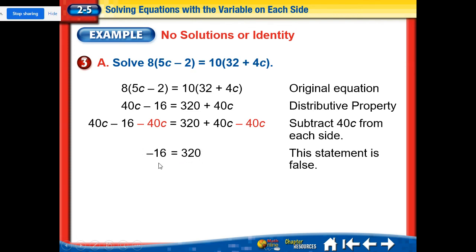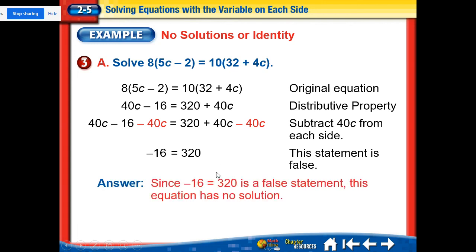That's not correct. Negative 16 doesn't equal 320. Notice these c's are the same, but the numbers are different. When that happens, this is a no solution. No matter what number I put in for c, it's never going to work. No matter what number it is, it will never give me a correct answer. So that's why it's no solution. That only happens when they're the same number, 40c and 40c, and then we look at the other numbers.